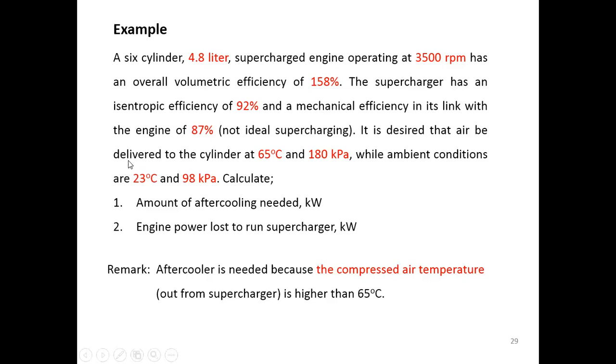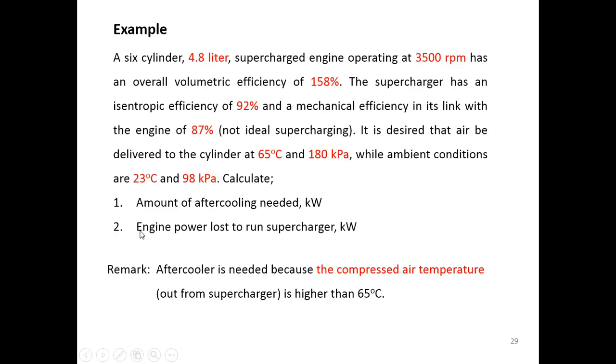So this is the condition of the air that flows into the cylinder. The ambient condition is 23 degrees Celsius and 98 kPa. Calculate the amount of aftercooling needed. Remember, we have one configuration of supercharger or turbocharger that is equipped with an intercooler. So what is the amount of aftercooling needed in terms of kilowatt?